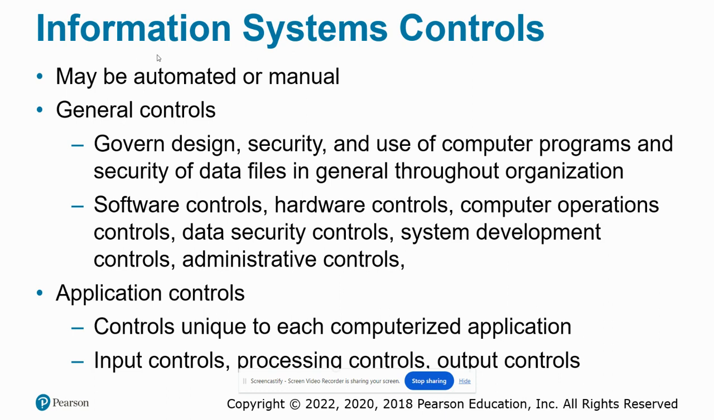There are two main types of controls: general controls and application controls. General controls apply to all computerized applications. A list of the types of general controls appears on the next slide.